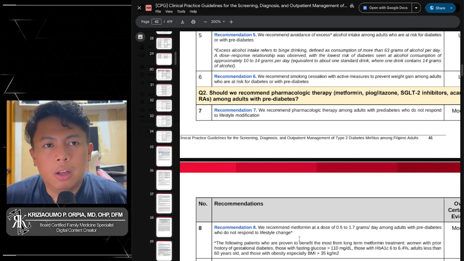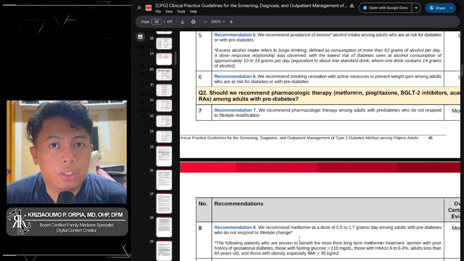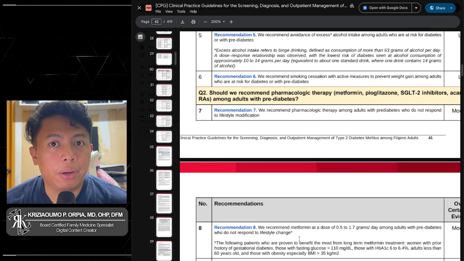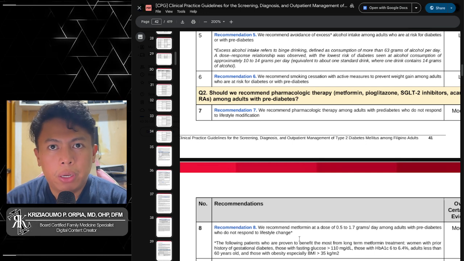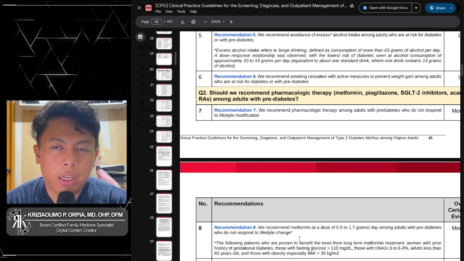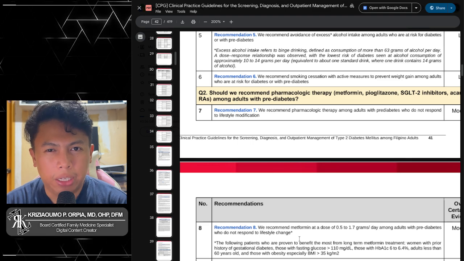So, I hope you find this interesting, specifically sa mga primary care doctors na makikinig dito or even to patients. Again, for patients, huwag kayo magsa-start any medication without proper prescription, magpatingin pa rin sa doktor.